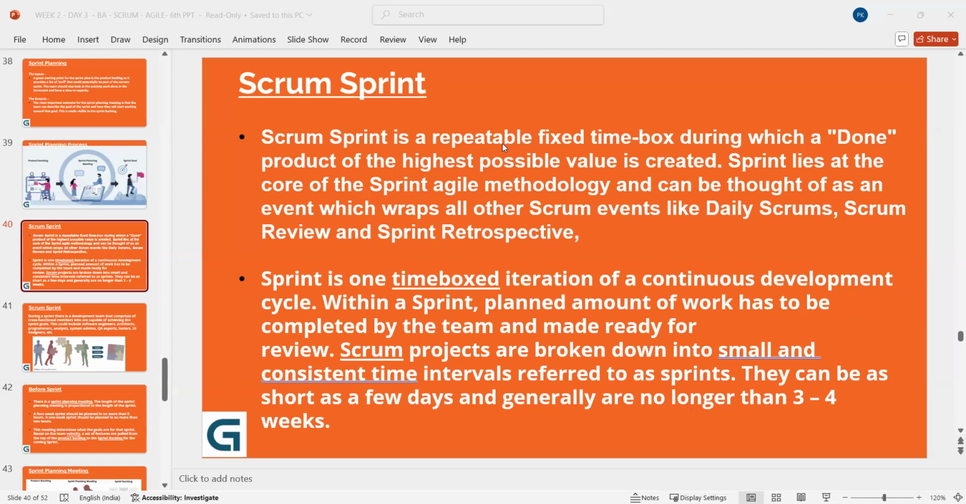So what are we saying? We are saying that a sprint is repeatable, as in it's a continuously happening time duration of fixed time. So we have a sprint duration which is already decided, and that duration will keep repeating. In simple words, if we have a sprint of 2 weeks, our next sprint will also be of 2 weeks. So all our subsequent sprints will be of the same duration.